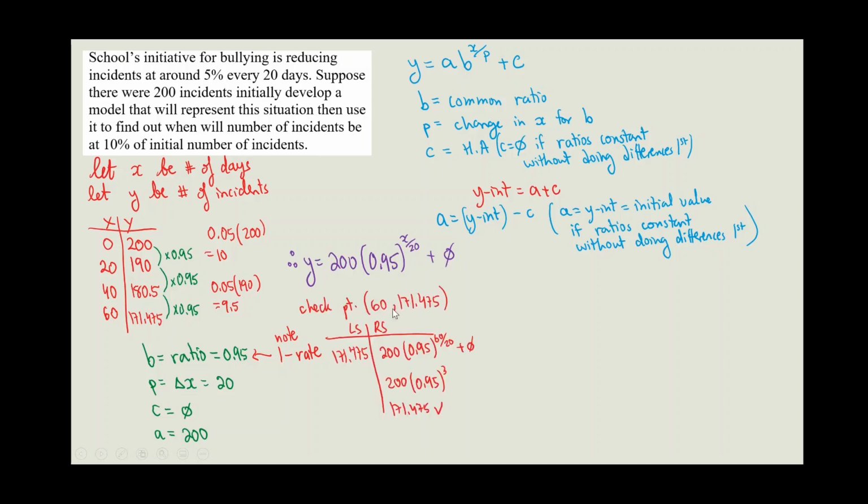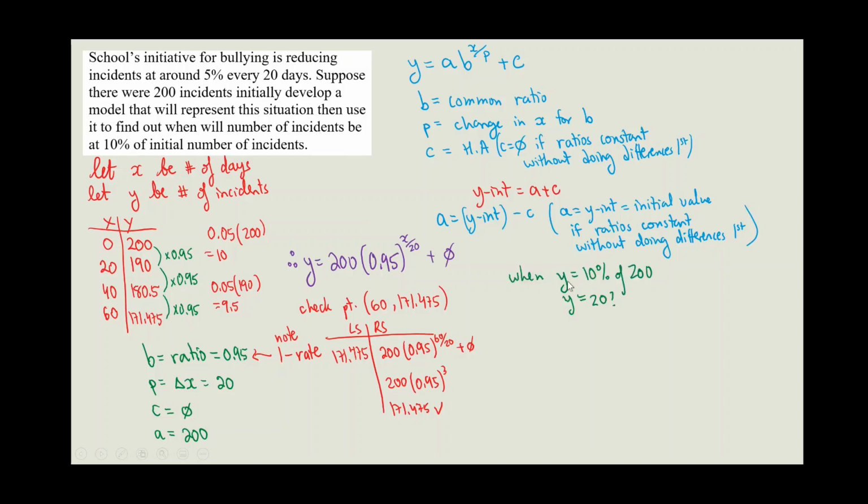And you can check that this model actually makes sense if you use a point, this last one, to verify that the left side does indeed equal the right side. So we're not finished. Once we created the model, there's another part to this question. We want to use this model to find out when the number of incidents will be 10% of the initial number.